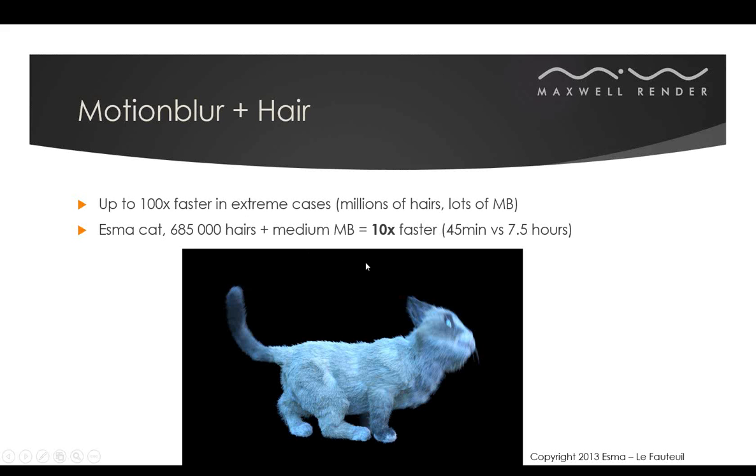So now you should be able to render scenes with lots of characters, with hair and heavy motion blur. It's going to be super fast now.